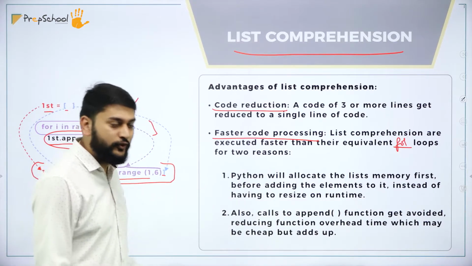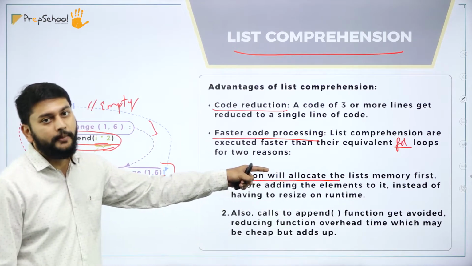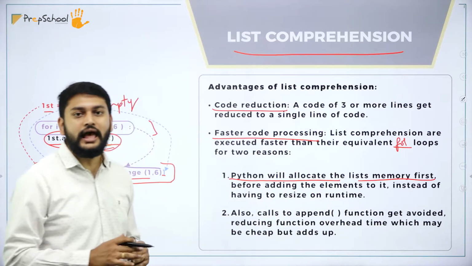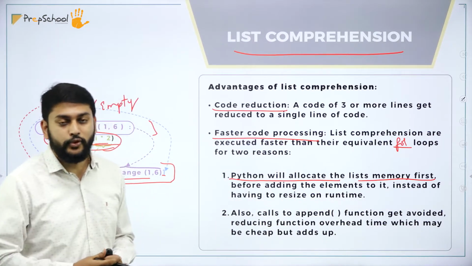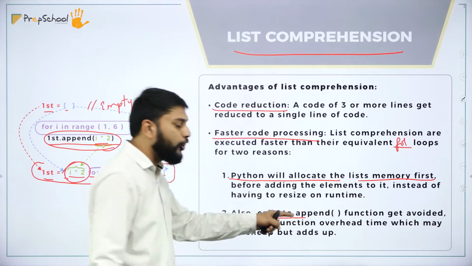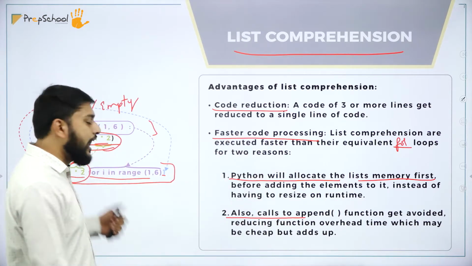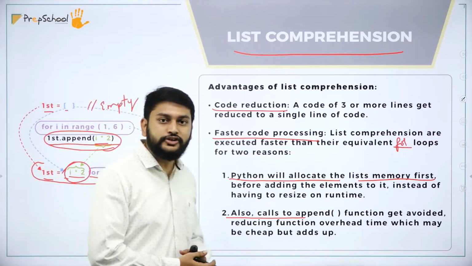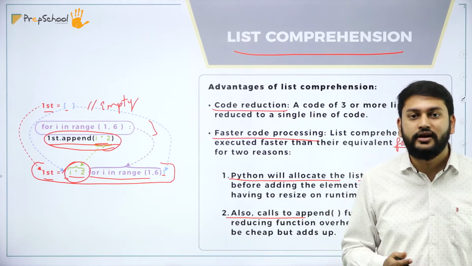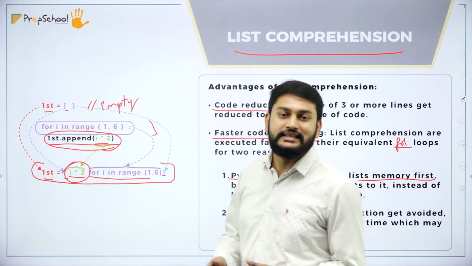The first reason is Python will allocate the list memory first, before it performs any calculations. The second one is it also avoids calling the append function. You don't have to use the append function here. So you are just trying to avoid the append function. That's why code is faster when we compare to the conventional way of writing the list, right?